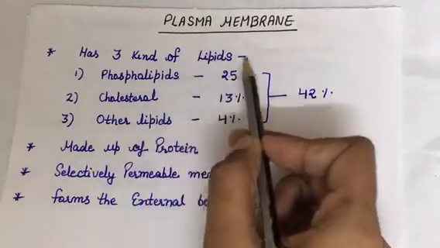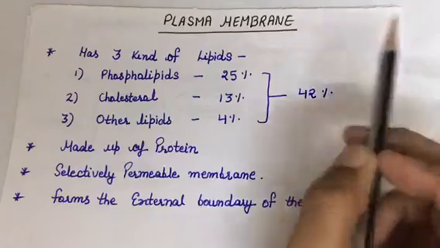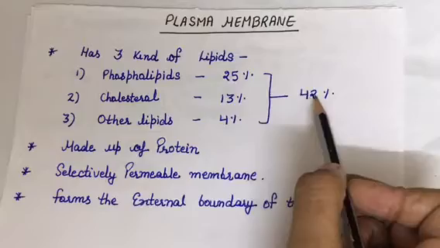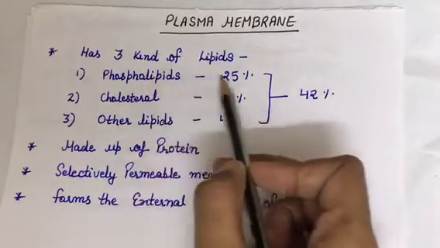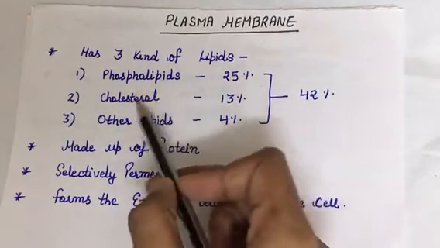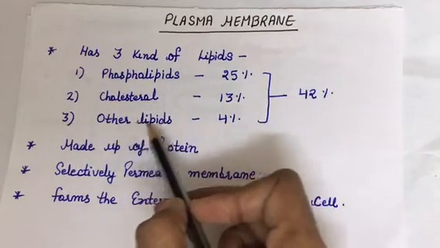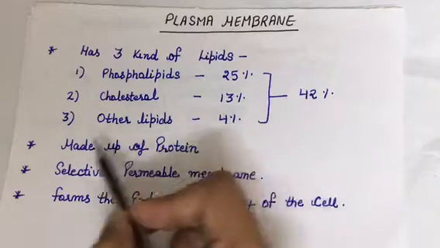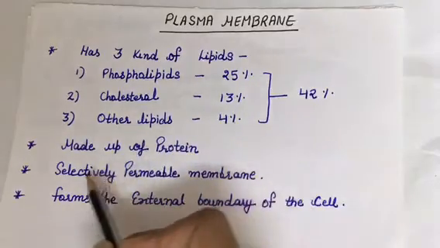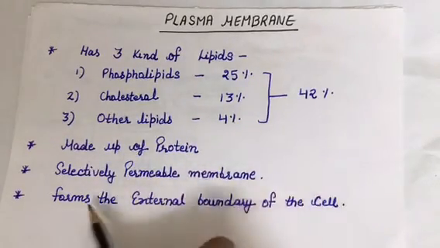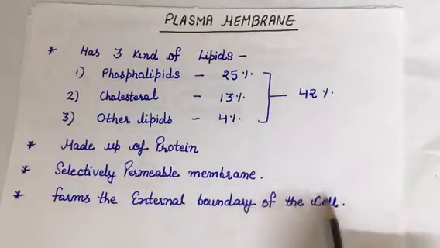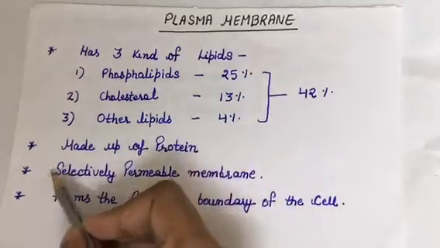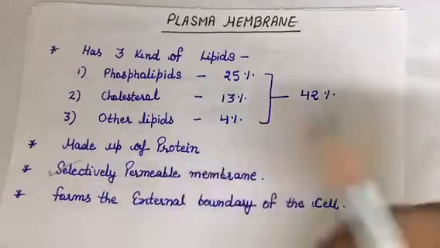So lipids constitute 42% of the total composition of the plasma membrane, and among this 42%, phospholipid contributes 25%, cholesterol 13%, and other lipids constitute about 4%. The rest is made up of protein. It is a selectively permeable membrane and it forms the external boundary of the cell. Now, first of all, I'll describe this property, selectively permeable membrane.